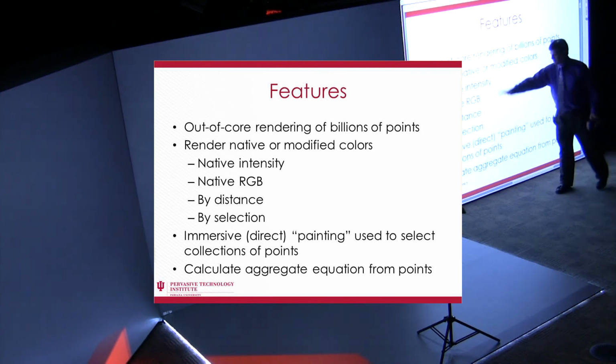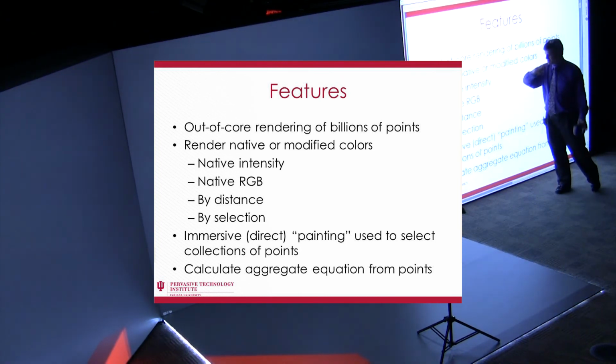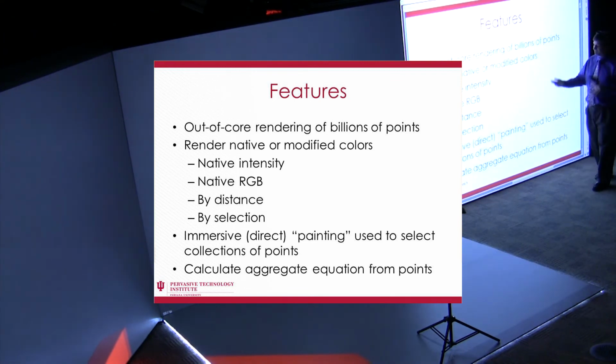And you can choose how you're going to render it. There's a native intensity value, which is what we're looking at here. Sometimes there's a native RGB, which is really photographically determined and augmented onto the points. And you can also select other things, like color it by how far it is away from the viewing point.